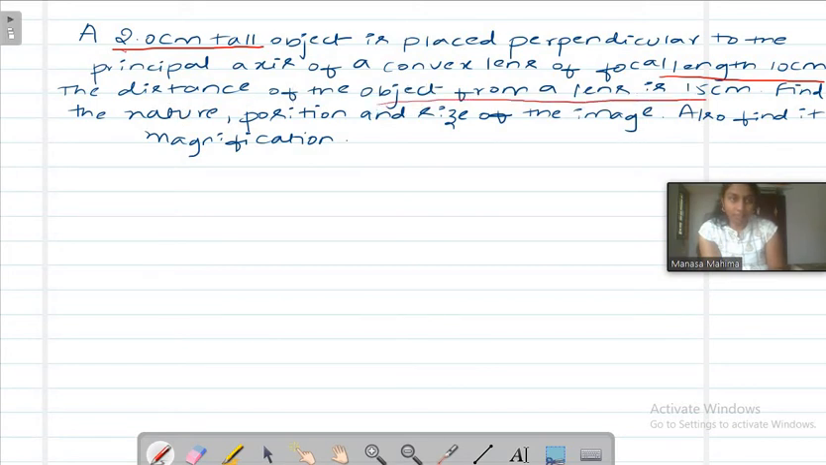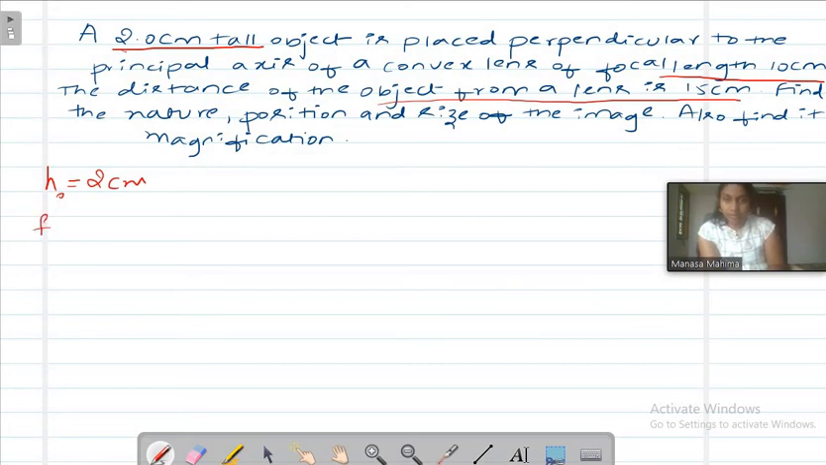Object distance is given as 15 centimeter. Find the nature, position and size of the image. Also find its magnification. Okay, first we have to write down what they have given. Height of the object, let me write like this, HO is equal to 2 centimeter.